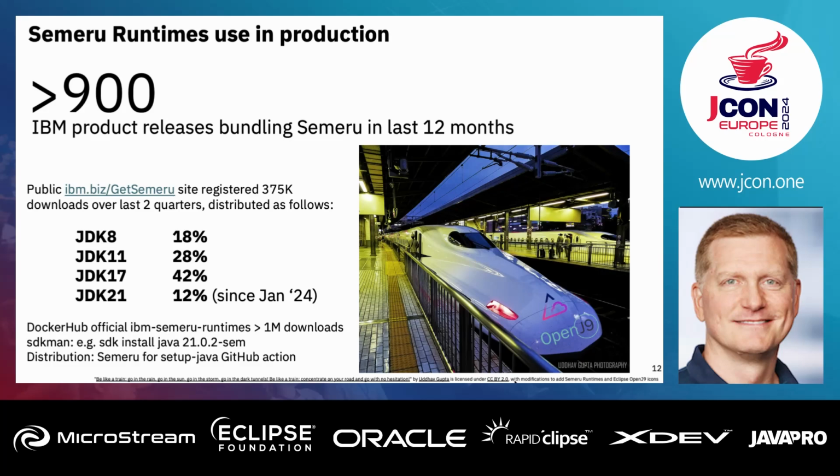These are numbers from the last 6 months, basically. So this is only 4 months worth of downloads. So we're getting a good uptick of Java 21 now. It's available on Docker Hub. It's available at our site. It's available on SDKMAN, you can sdk install with this -sem. It's also a distribution, Semeru, for setup-java on your GitHub Actions. So it's out there. It's available. It's easy for people to use and to test with.